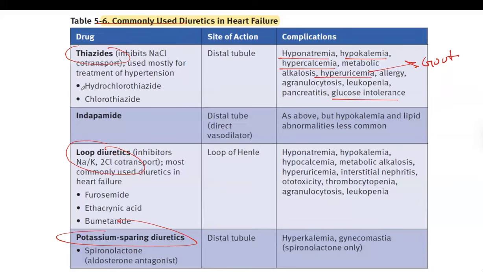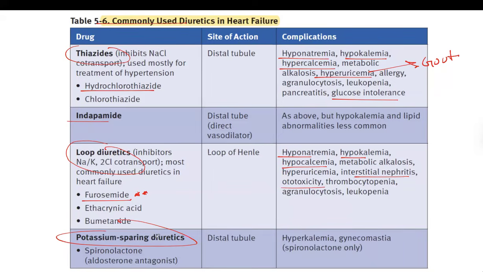So among thiazide, hydrochlorothiazide is most commonly used, and sometimes we can use indapamide as well. These are the same thing. Loop diuretics has furosemide, which is commonly the one that we use. And then there is bumetanide. If we can't give furosemide, we go for bumetanide. This causes all the electrolytes to become low here. Hyponatremia, hypokalemia, hypocalcemia. Okay. It can also cause ototoxicity. It can cause nephritis or interstitial nephritis. So these are the common side effects we should know of.